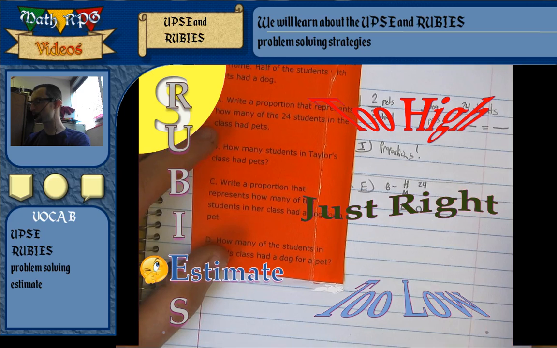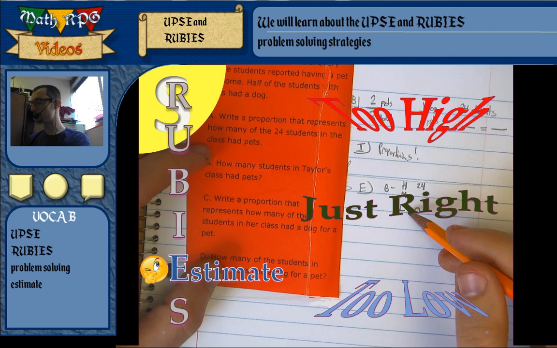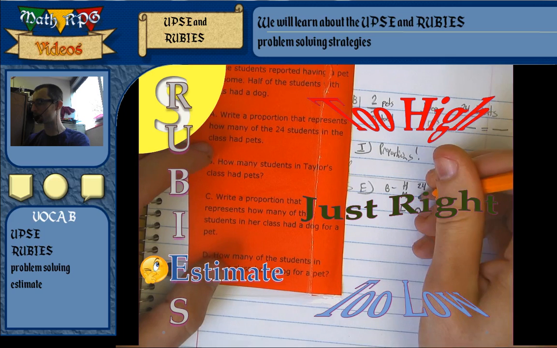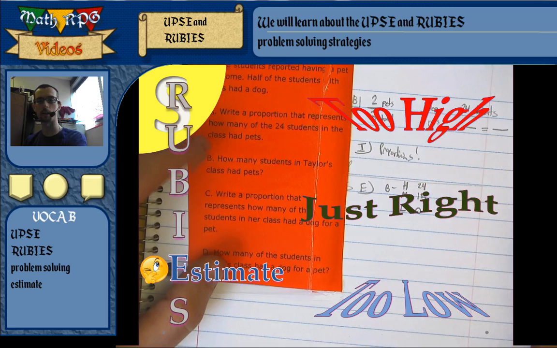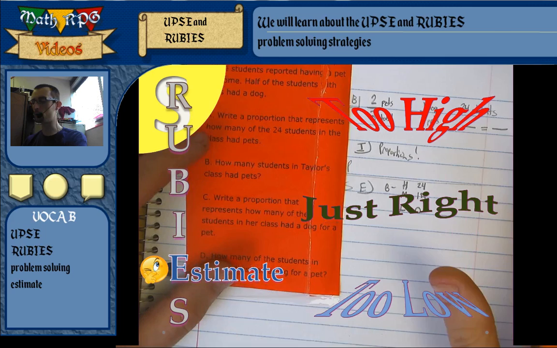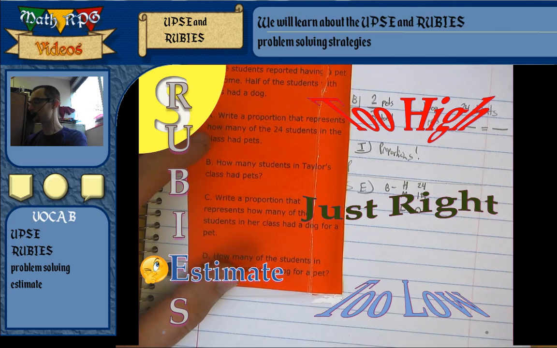It says 2 out of 3, so it's going to be more than half. But I'm going to just put maybe 15. Okay, a little bit more than half. So I'm just guessing right now. I haven't done any math. I'm just reading. I know it's more than half, so I'm just going to put 15 as my estimate.